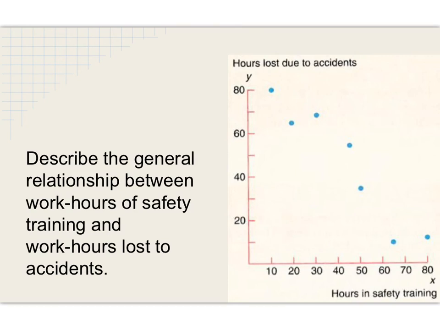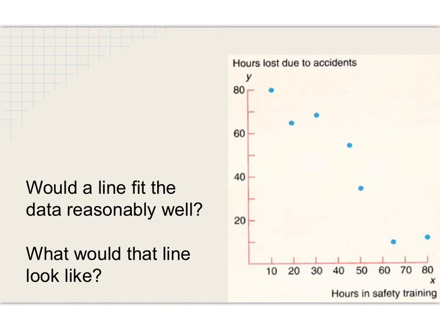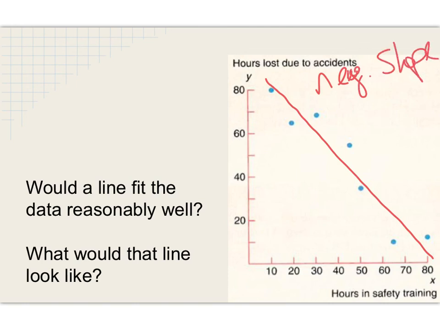Here's our graph. Would a line reasonably fit this? And what would that line look like? We could probably draw a line of best fit here that would be reasonable, and it would probably have a shape like this, roughly speaking. So we're getting pretty close to all of the points. This is a line with a negative slope. And since we have a negative slope, we will say that x and y are negatively correlated. That as x increases, y decreases, which is exactly what we would expect to have happen here.